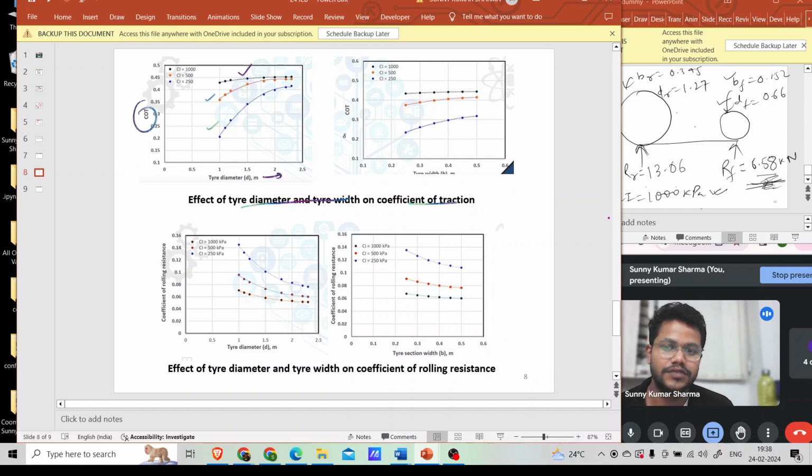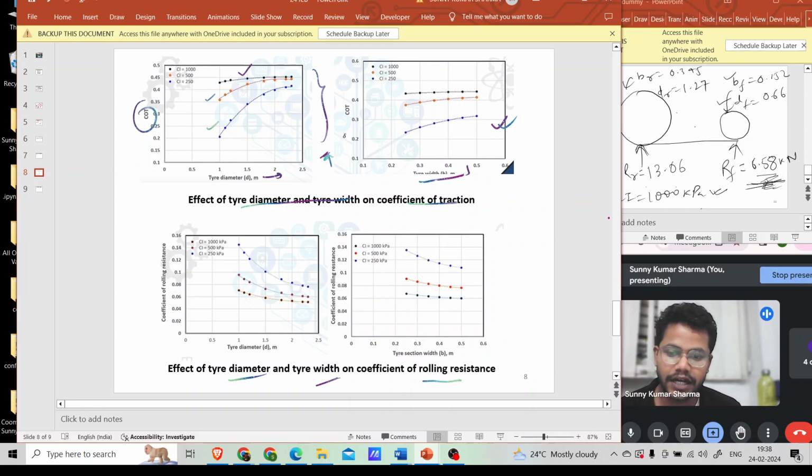There is a very slight increase with increasing diameter. This test was done in IIT Kharagpur, and this conclusion has been drawn. With increasing tire width also, the effect was drawn, and the effect of tire diameter and tire width on coefficient of rolling resistance is that it will decrease.